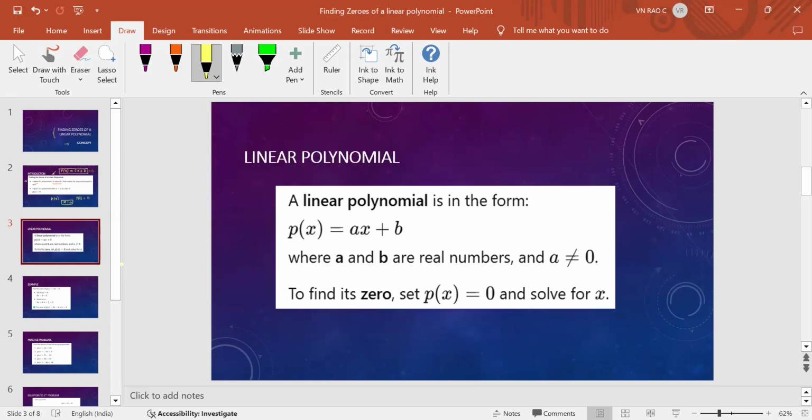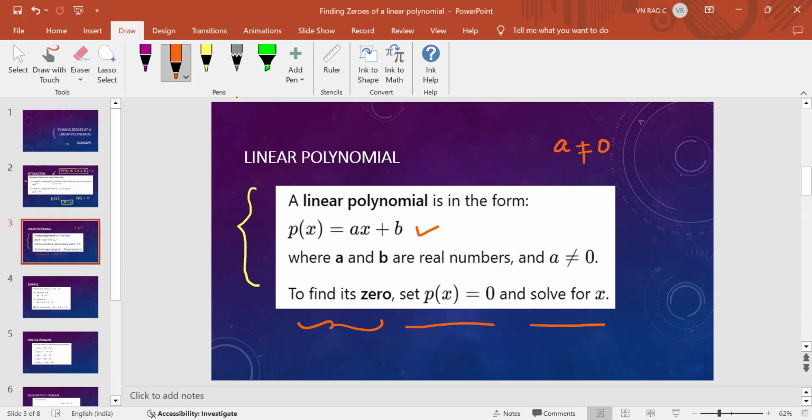Now, a linear polynomial is in the form ax plus b. Here, one very important thing is that a is not equal to 0. If a is equal to 0, it doesn't become a polynomial of degree 1. So to find the zero, set p of x equal to 0 and solve for x.